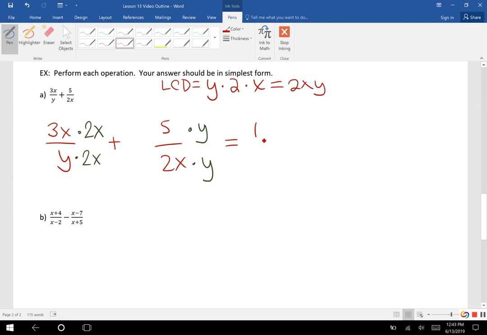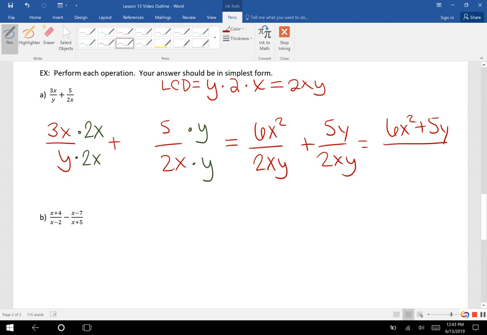And so now I have 6x squared over 2xy plus 5y over 2xy. And then we're going to add the numerators, although in this case these are not like terms. We can't combine them. So we just leave the numerator as 6x squared plus 5y, and my denominator is 2xy. And that's it. That's my final answer. I can't factor the top, so I can't cancel anything out. And that's it for part A.